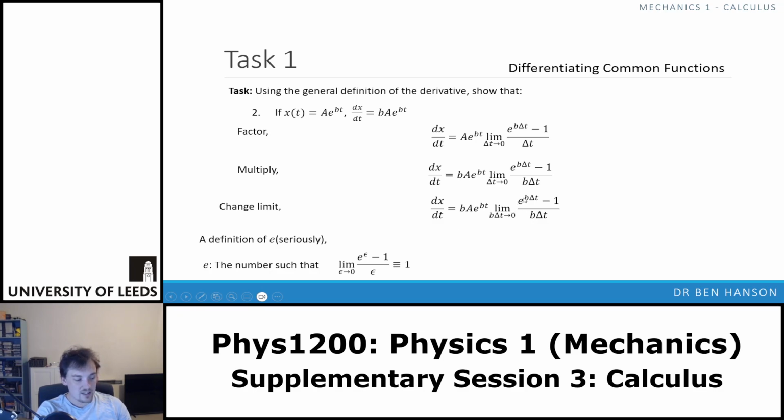And here we can see e to the something minus 1 on that something, limit as that something tends towards 0. Well, if that number is e, then this has to be 1. e is defined such that this is 1. And if you put any numbers you like in your calculator for b and delta t and let it get closer and closer to 0, you'll see that this becomes 1, because e is defined that way. Any other number doesn't work. And so this becomes 1 when we take that limit, and so dx by dt is b a e to the bt.